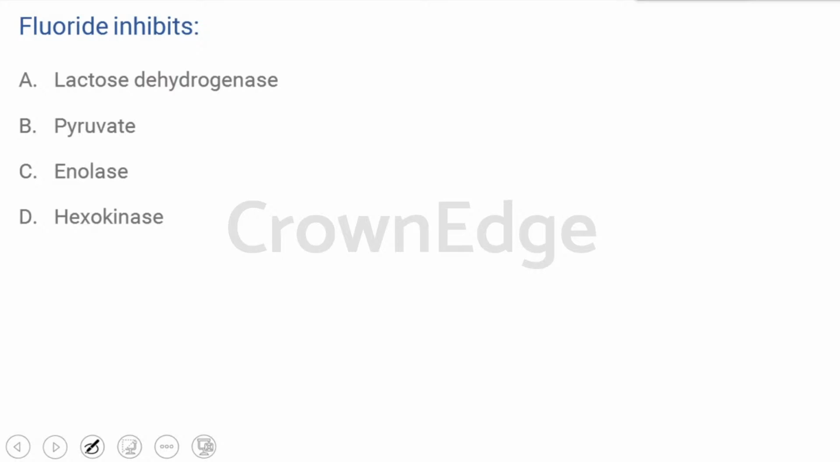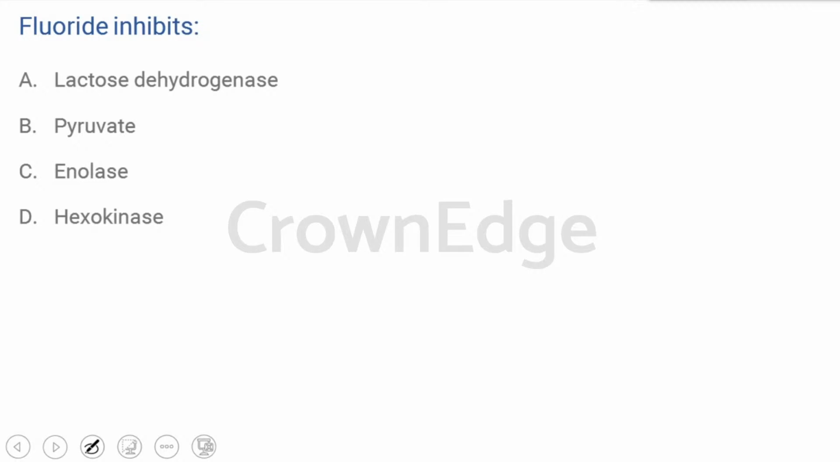Fluoride inhibits A. Lactodehydrogenase, B. Pyruvate, C. Enolase, and D. Hexokinase. This is related to how fluoride plays a very important role in the prevention of dental caries. So the answer here is C. Fluoride inhibits the enolase enzyme.